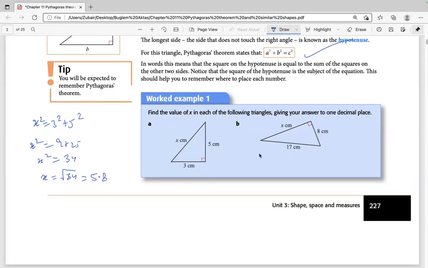For the other triangle, do you have your calculator with you? 17 square equals 8 square plus x square. What do you get in the next diagram? So it'd be, because that's the base, you could name it anything, base or perpendicular. The hypotenuse is clearly the longest side, which is opposite to 90 degrees. Other sides could be switched. 289 minus 64, so it'd be 225. So it'd be 15.